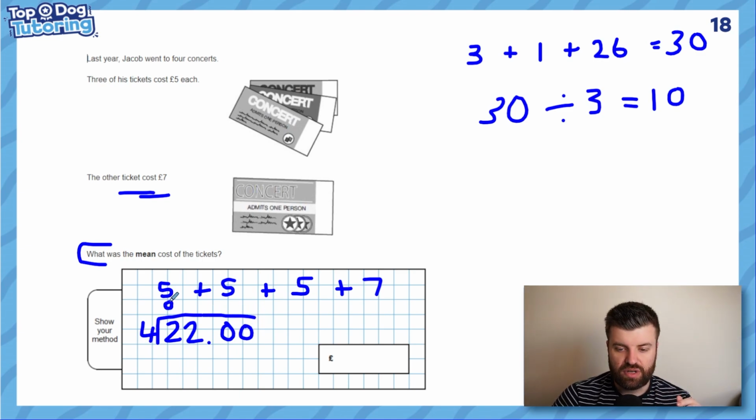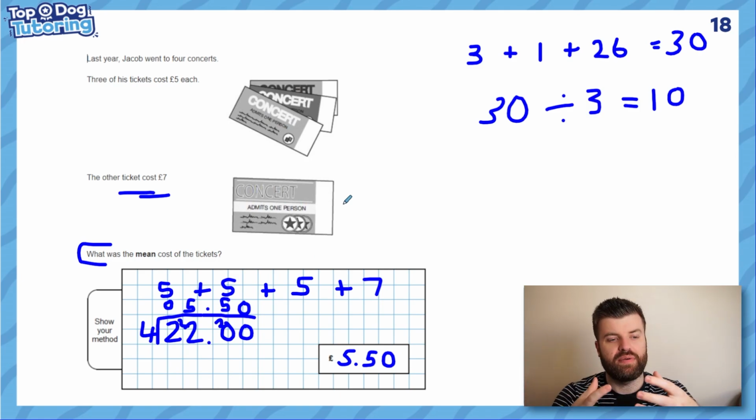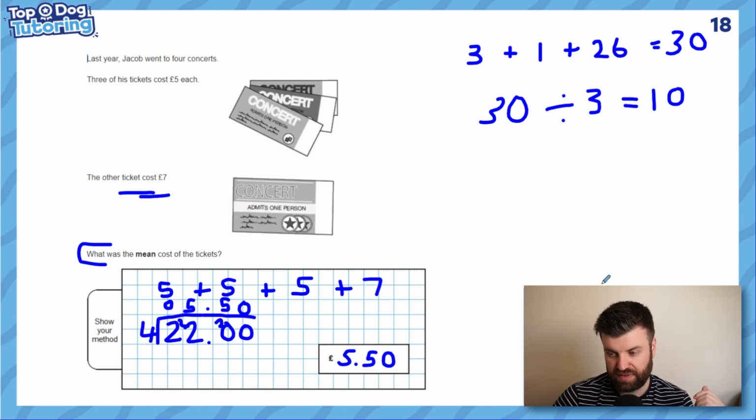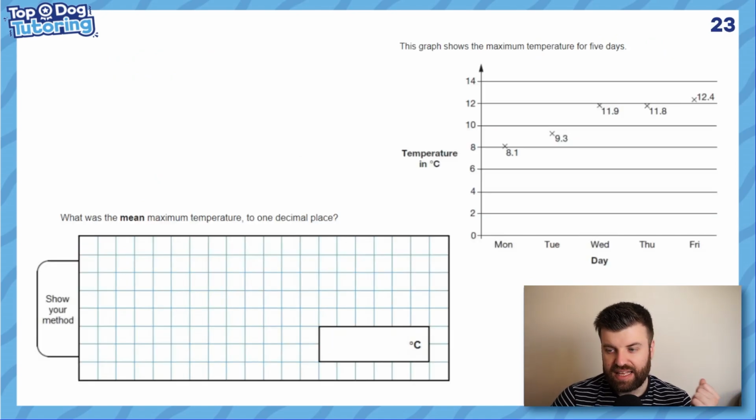4's into 2 do not go. 4's into 22 go 5 times with 2 left over. 4's into 20 go 5 times. 4's into 0, 0. And we have there £5.50. So on average, each ticket costs £5.50. Did any of the 4 tickets actually cost £5.50? No, but it's the average per ticket if we take all the money we spent and divide it by each ticket individually. £5.50 is the average.